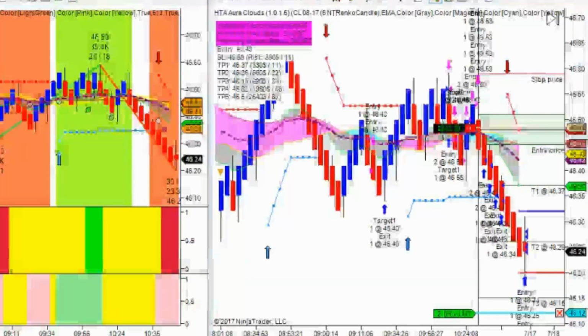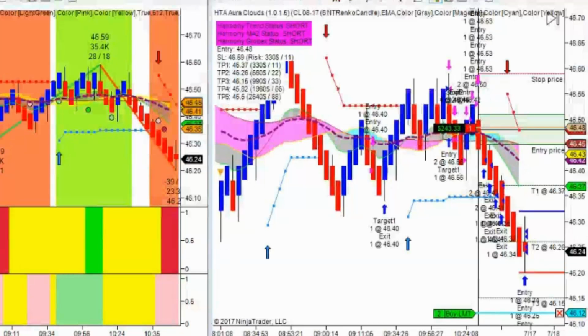Here we go. Close at 20. We should be hitting target number 3 at 46.15. We're looking good on that front. I'll hold on to it till then, but if we start reversing, I'll bail out.